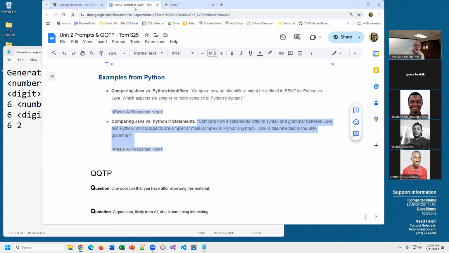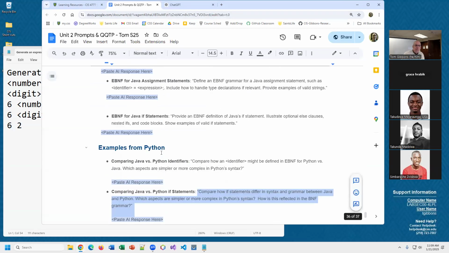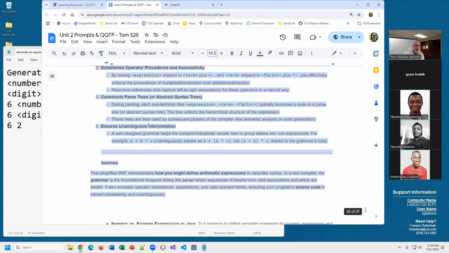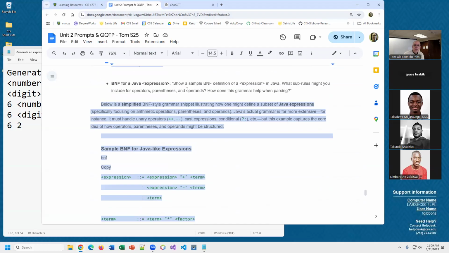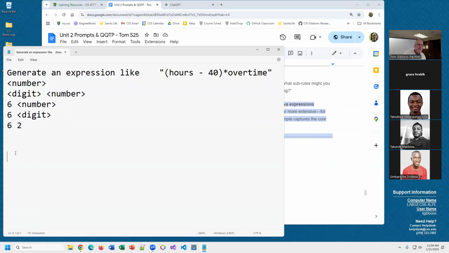Let's look, at some point you looked at expressions in Java here. You asked it to show BNF for an expression in Java. So what is an expression in Java? Generally, an expression is just like what might be on one side or another of an equal or greater than sign or something like that, or an assignment statement. So you might say X equals, and then you'd have an expression there.